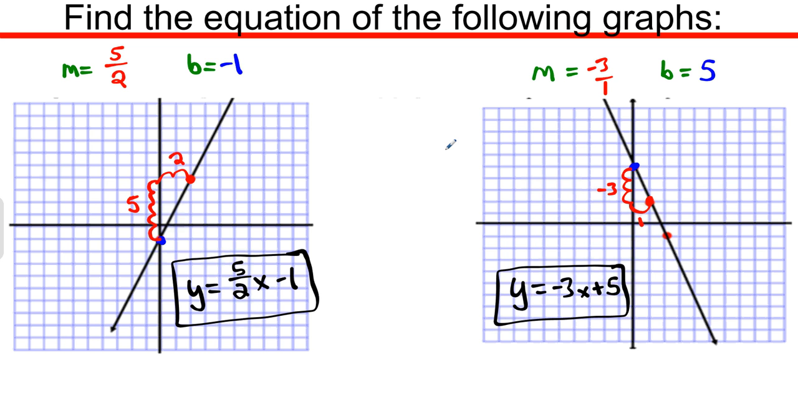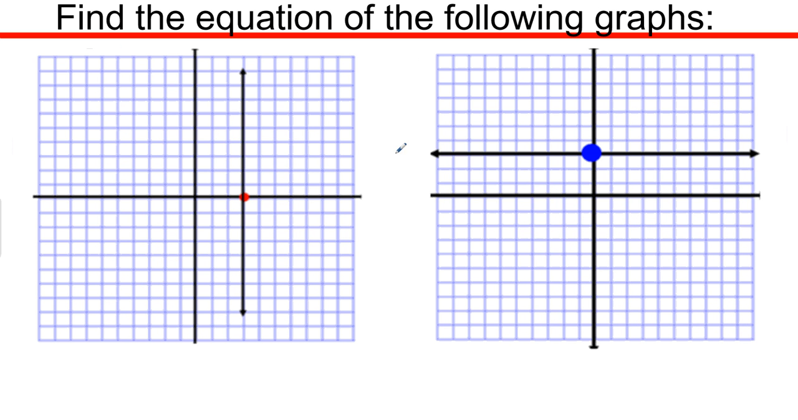With the graph on the right, we had a negative slope of -3 to 1, and our y-intercept started at a +5. So once plugging those in, we got y equals -3x plus 5. Remember on these, you're just plugging them into our good old slope-intercept form, y equals mx plus b.